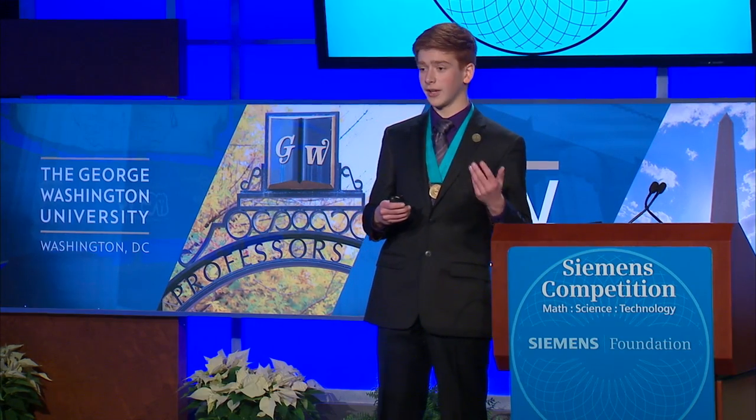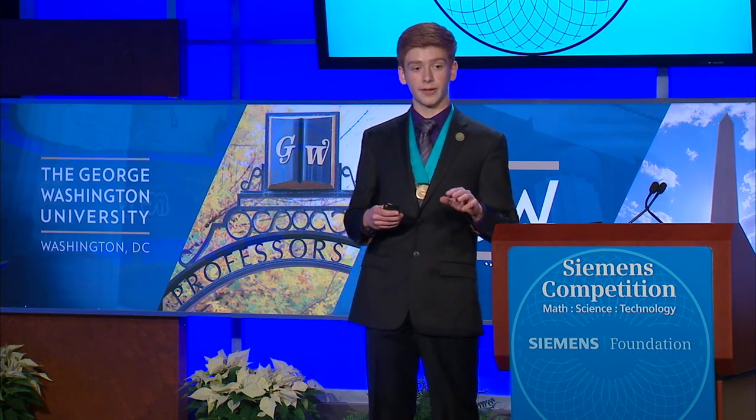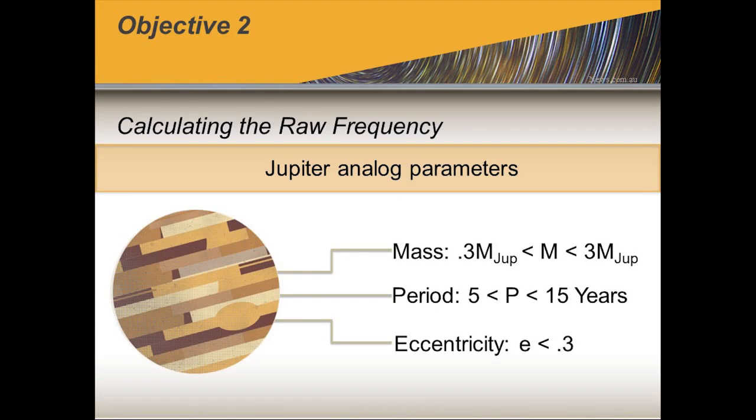This discovery was made in the midst of the original objective of my study, to calculate the frequency of Jupiter analogs. In order to do this, it's first necessary to define the parameters of one. For this study, a Jupiter analog represents an exoplanet with a mass between 0.3 and 3 mass of Jupiter, a period between 5 and 15 years, and a low eccentricity, less than 0.3.